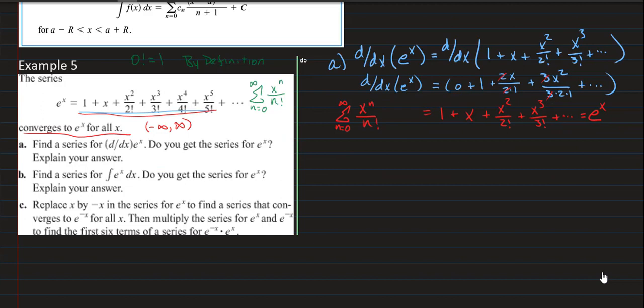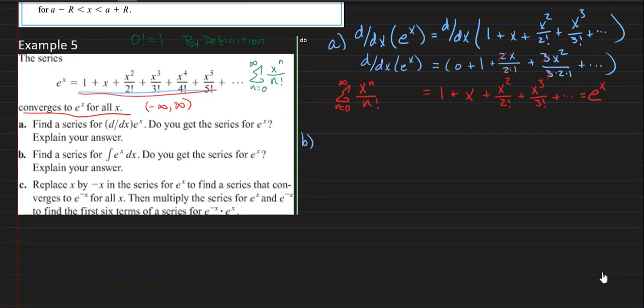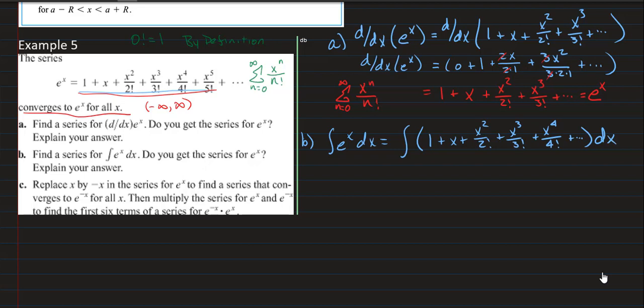All right, let's look at what happens for part B. So on part B, we're asked to integrate e to the x. Well, that means I'm going to integrate this infinite series with respect to x. So we're going to integrate this a term at a time. What do you get when you integrate 1? You get x. What do you get when you integrate x? You get 1/2 x squared.